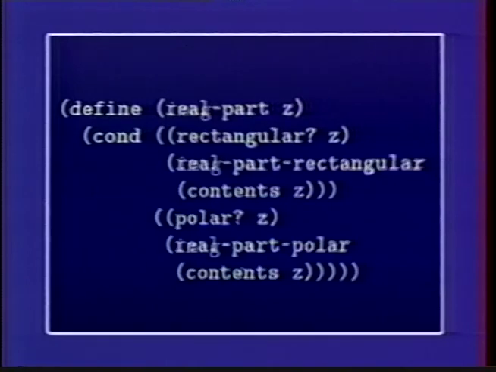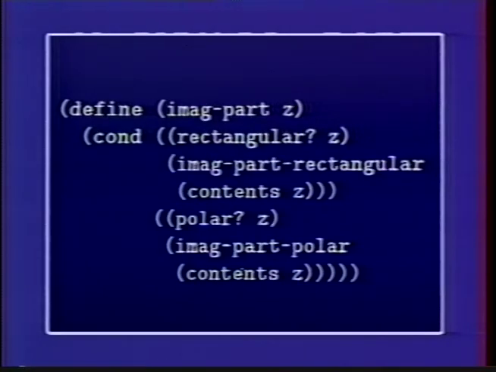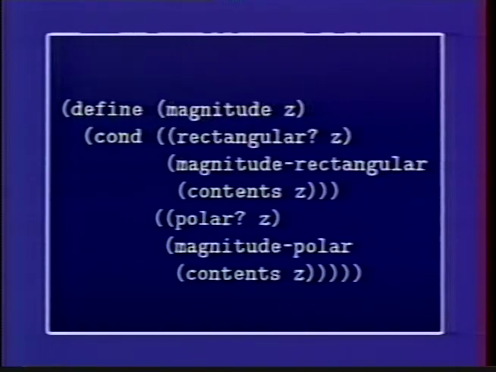And then similarly, there's imaginary part, which is almost the same. It looks at the number, and if it's rectangular, uses George's imaginary part procedure. If it's polar, uses Martha's. And then there's a magnitude and an angle.